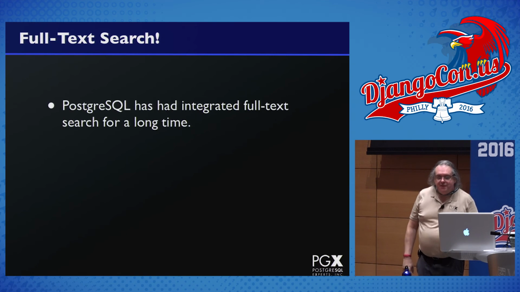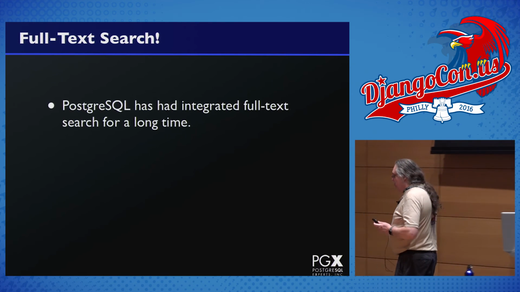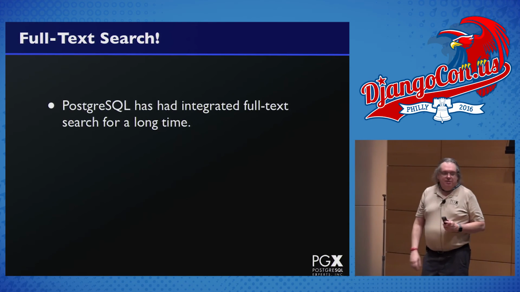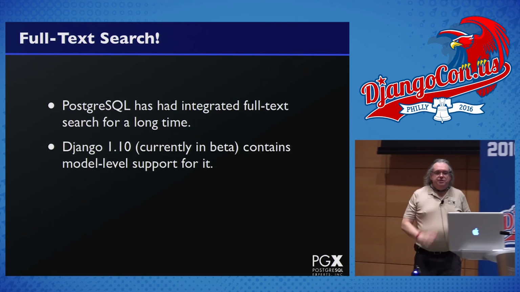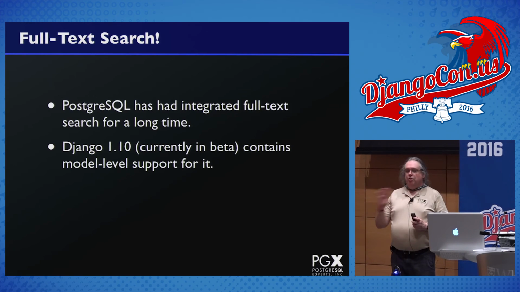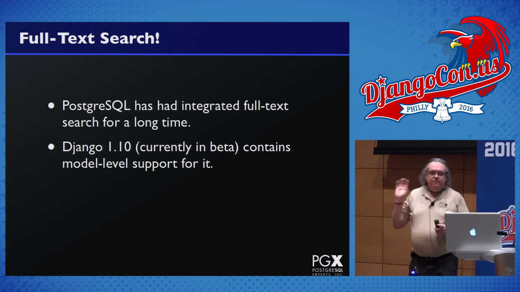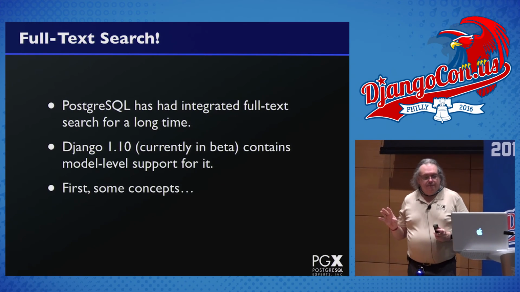And there's full text search. Now, full text search is a 1.10 feature, which is in beta. Everyone download it and give it a go. PostgreSQL has had full text search built in for a long time. 1.10 finally contains model level support for it.